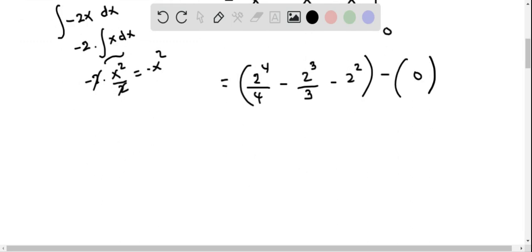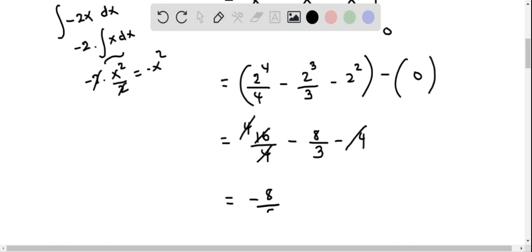Now let's evaluate this value. 2 to the power 4 is 16 divided by 4, minus 2 to the power 3, which is 8, divided by 3, and 2 squared is 4. You see that 16 over 4 is basically 4. So we see 4 and this is negative 4. So these two get cancelled. And this reduces to negative 8 thirds.